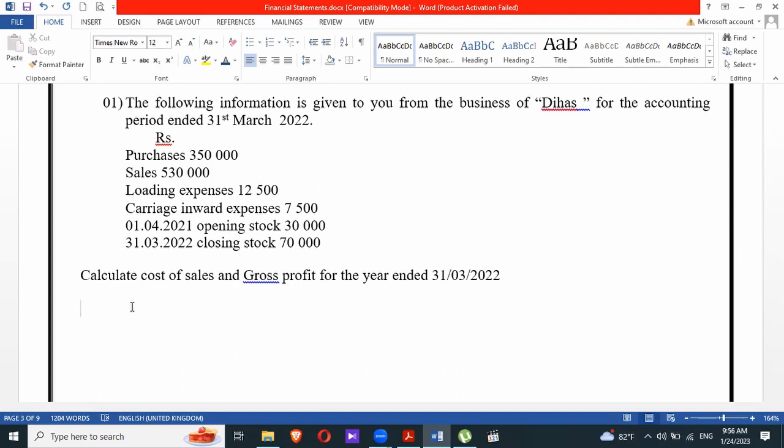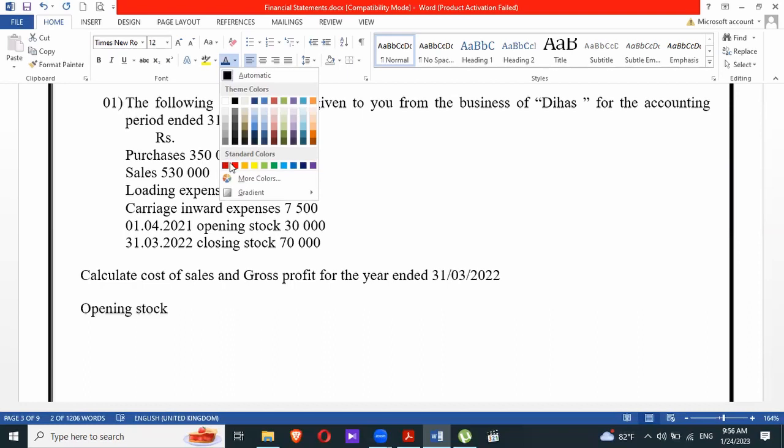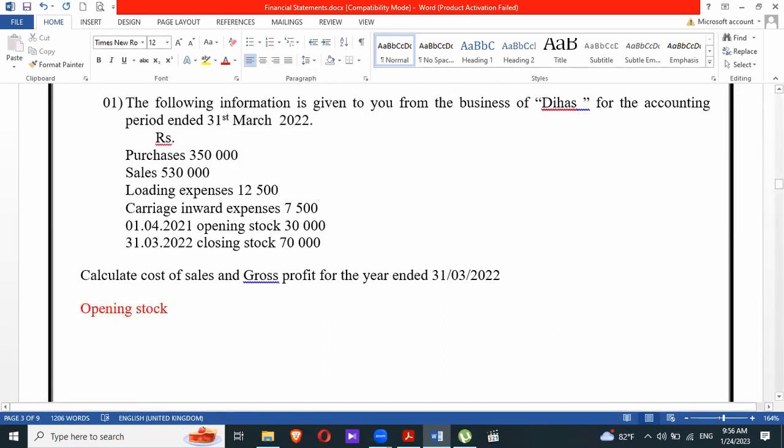First, you have to calculate the cost of sales. So first you have to take opening stock. Write the title opening stock. The value is 30,000. Then for this, you have to add purchases. The purchases value is 350,000.